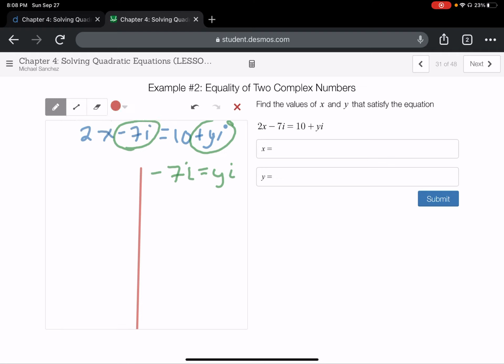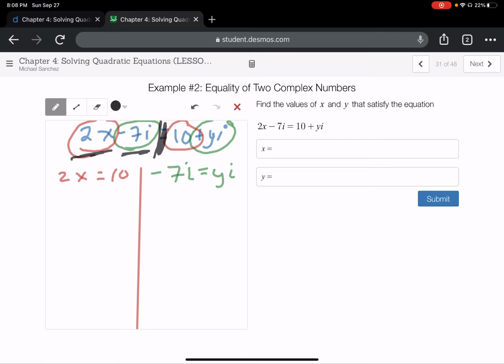I'm going to do the same thing with our real parts, 2x and 10. So I'm going to set that up over here: 2x is equal to 10. We want to keep everything on its same side. Because there's an equal sign, I'm going to keep the left side on the left side of the two equations that I make. So the 7 and 2x stay on the left.